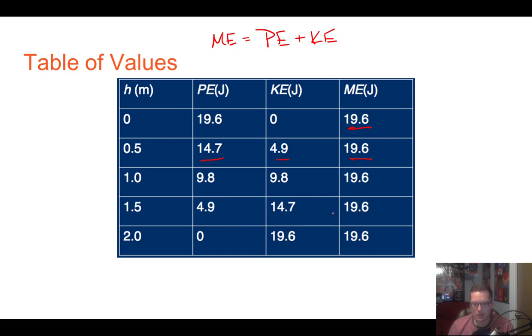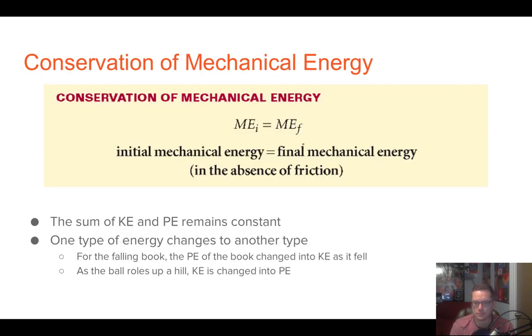Are you noticing a pattern here? Notice that our mechanical energy is not changing. The total energy of our system is conserved. It's just converting itself from potential to kinetic energy. Notice the potential energy, as we started at height 0 up there and then fell 0.5, 1, 1.5, 2, goes down because we're losing height. Our kinetic energy goes up because we're moving faster and faster as we fall.